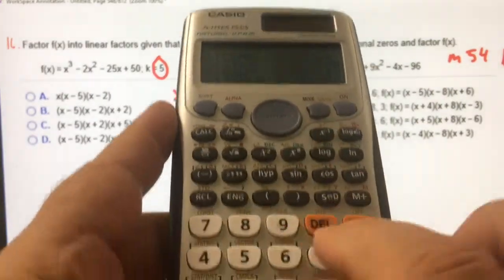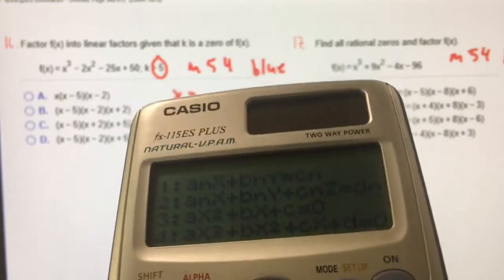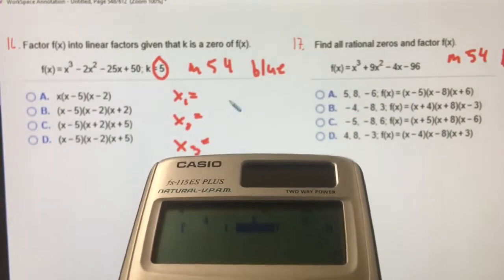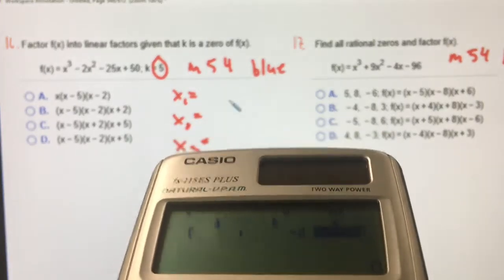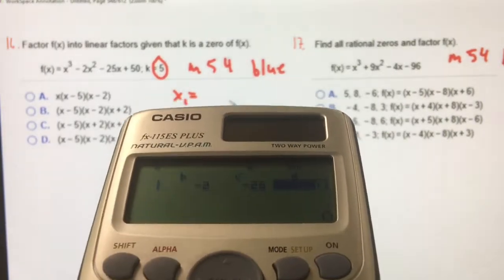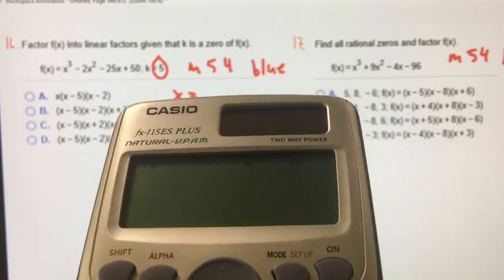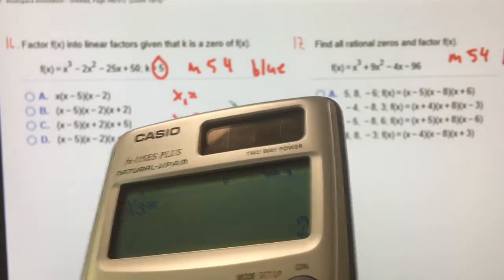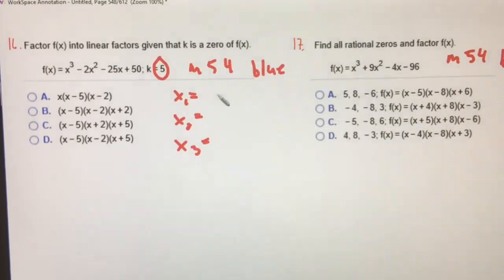I hit mode, I hit 5, I hit 4, because it's x cubed. And I'm going to type in the coefficients of 1, -2, -25, and then 50. So my x sub 1 is -5, my x sub 2 is 5, my x sub 3 is 2. Let's see if I have that right again. It was -5, it was 5, and notice they gave me that, and it was 2. With that given information, I can now factor it.